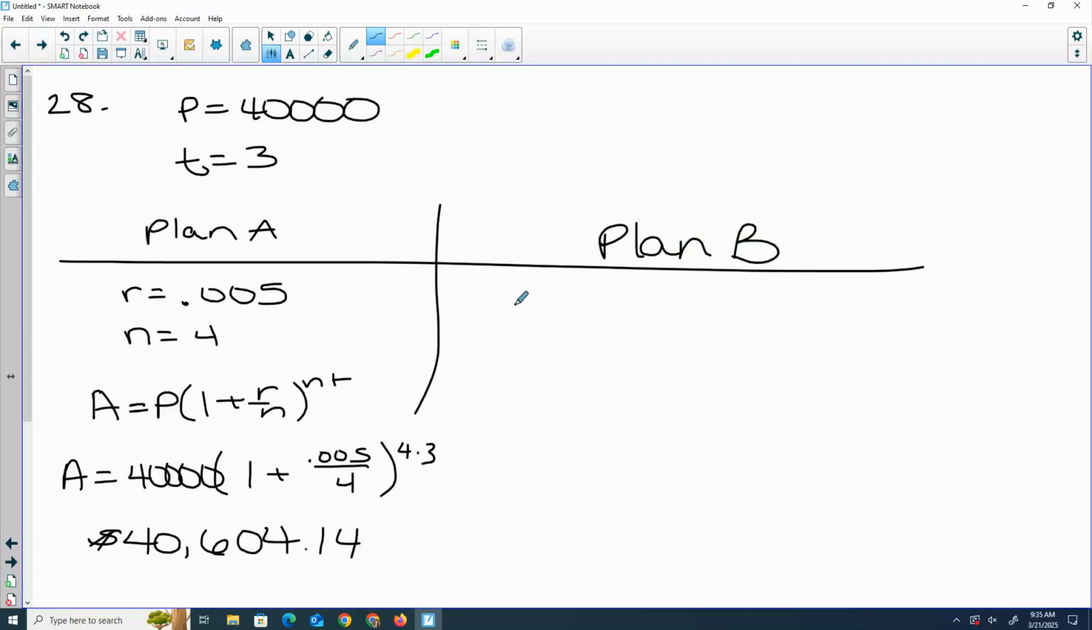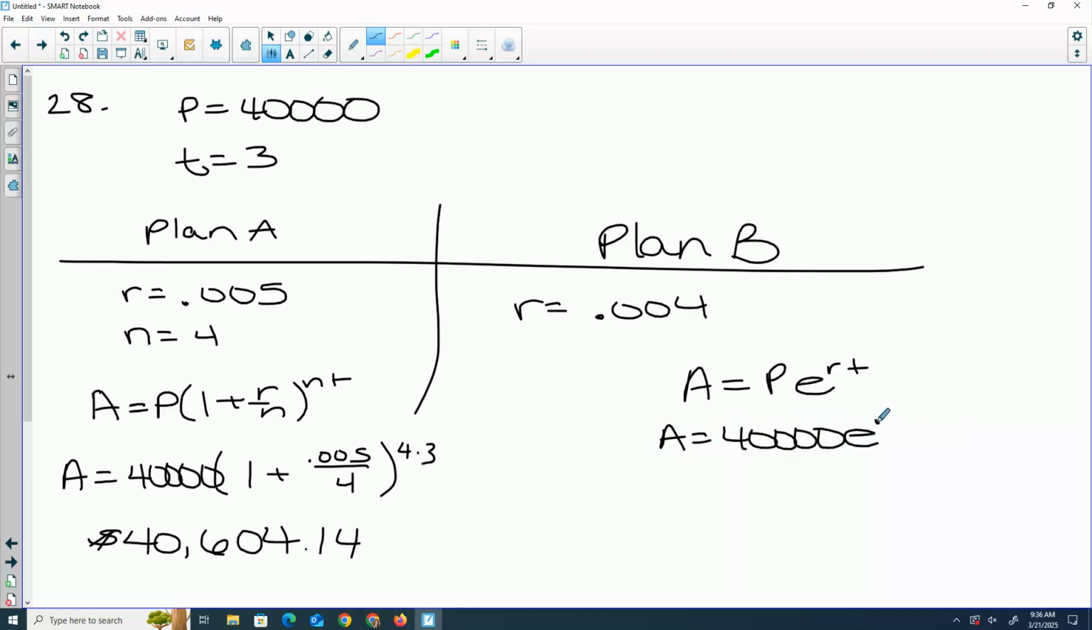Then we look at Plan B. That one our rate is 0.4%, so that'd be 0.004, compounding continuously. So that's the P e to the rt formula. So we have 40,000 e to the 0.004 times 3 power. $40,482.89. I want to know which one would be the better option.